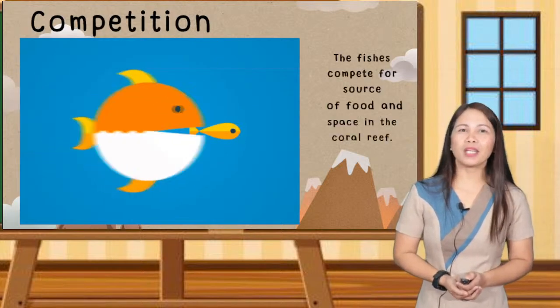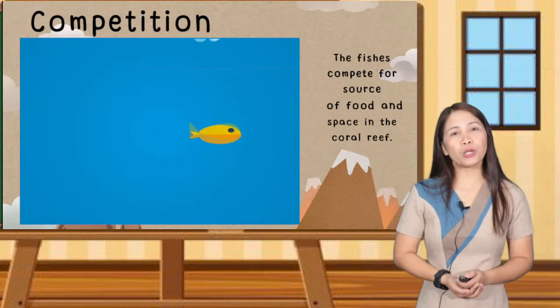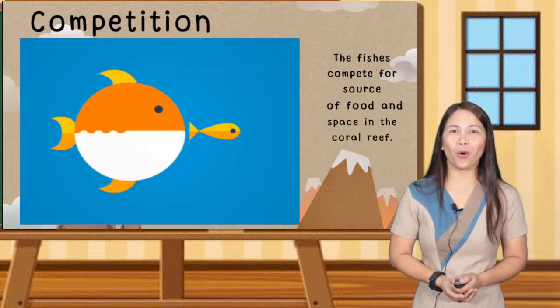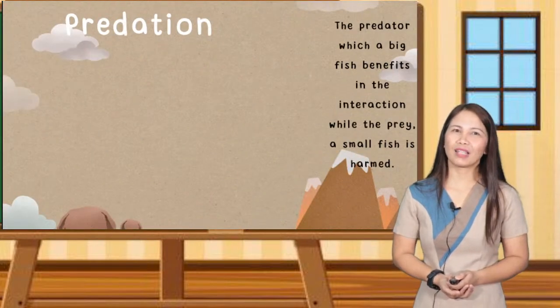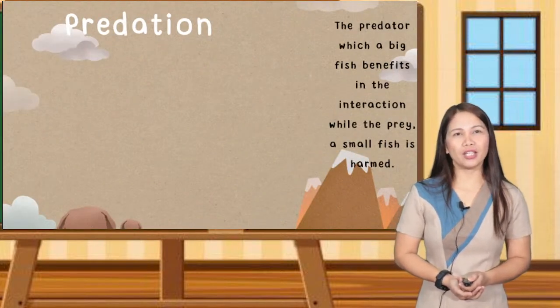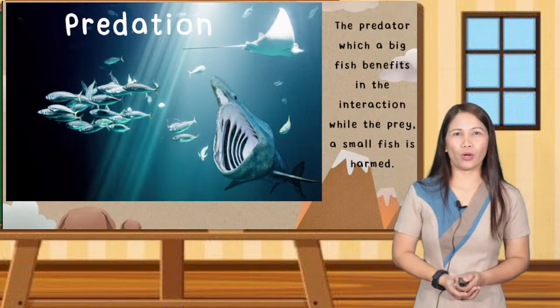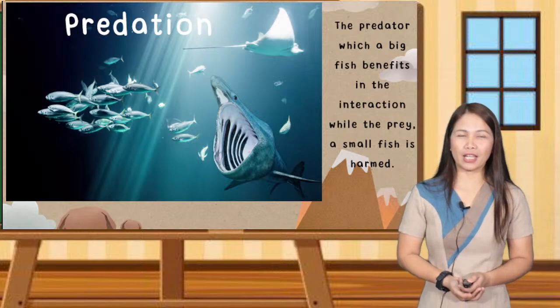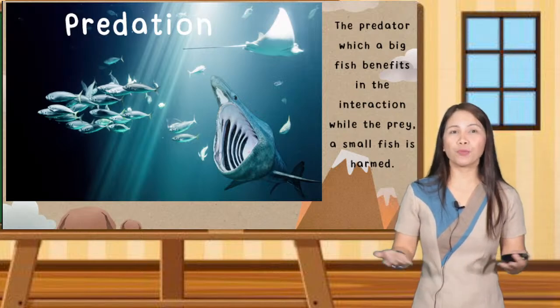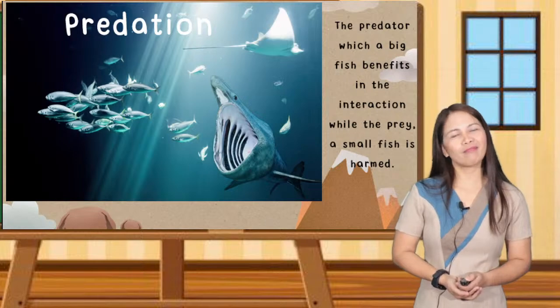Why? Because the fishes compete for source of food and space in the coral reefs. Another interaction is the predator or predation. The predator, which is the big fish, benefits in the interaction while the prey or a small fish is harmed. So sad for that.